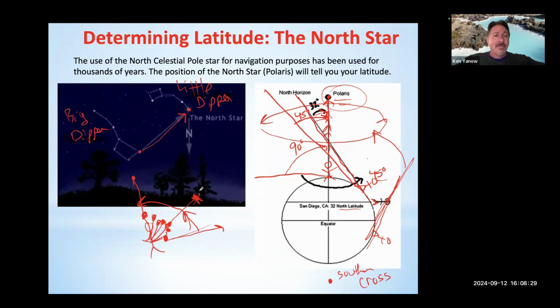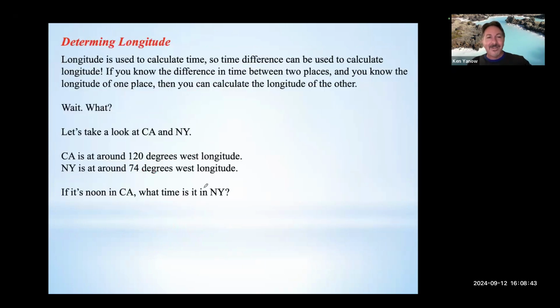Relatively easy, not particularly challenging. It is what it is. If everything was that great, that would be cool. We can find latitude, but now the challenge is, how do you find longitude? That's different.